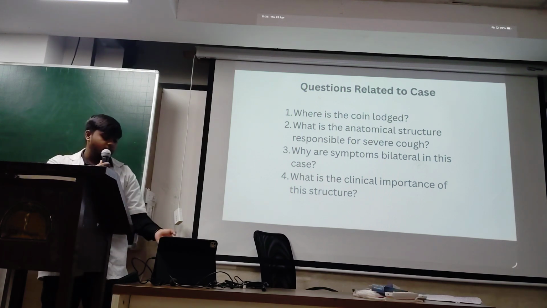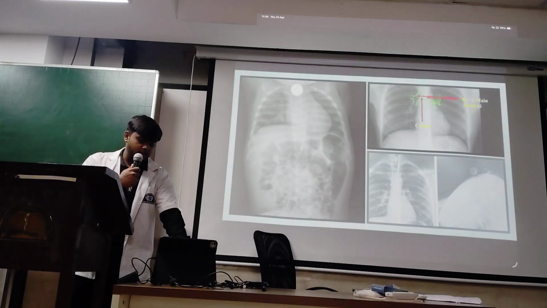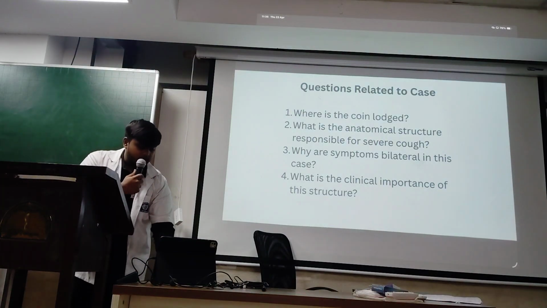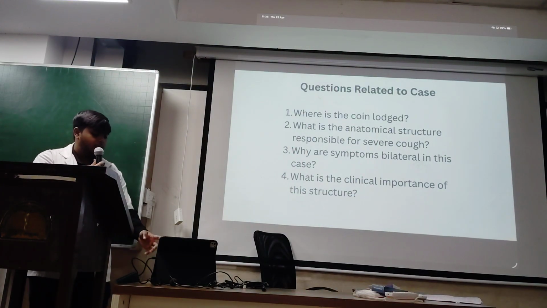So the answer to the first question is the coin is lodged at carina. You can see in this radiographic film, it's lodged at carina. The second question is, what is the anatomical structure responsible for severe cough?